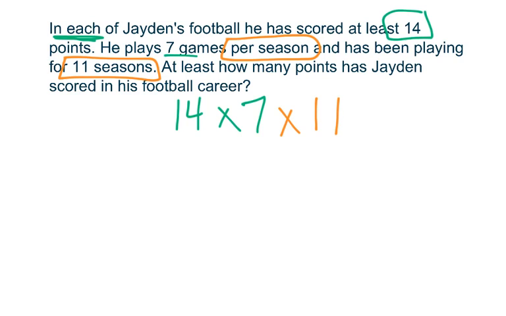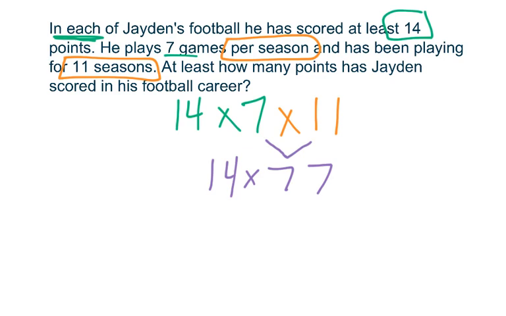7 times 11, that's a really easy problem for me to solve in my head. And that's going to give me a 2-digit number, and I know how to multiply a 2-digit number times a 2-digit number. So when it comes to this problem, I'm going to break down what I'm going to solve first. It makes the most sense for me to solve this piece of my problem first. 7 times 11, and that gives me 77. Then I'm going to bring down my times 14. And now I have a problem that I know how to solve.